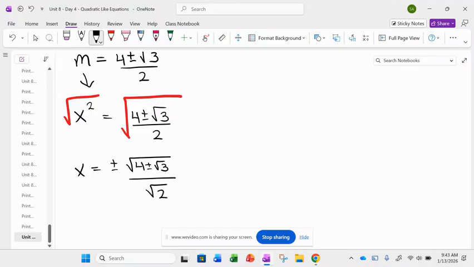I am absolutely allowed to have a radical within a radical. Perfectly fine, not a problem. What is the problem here, though? Okay, square root of 2 in the denominator. So what must I do to fix this problem? Lily?